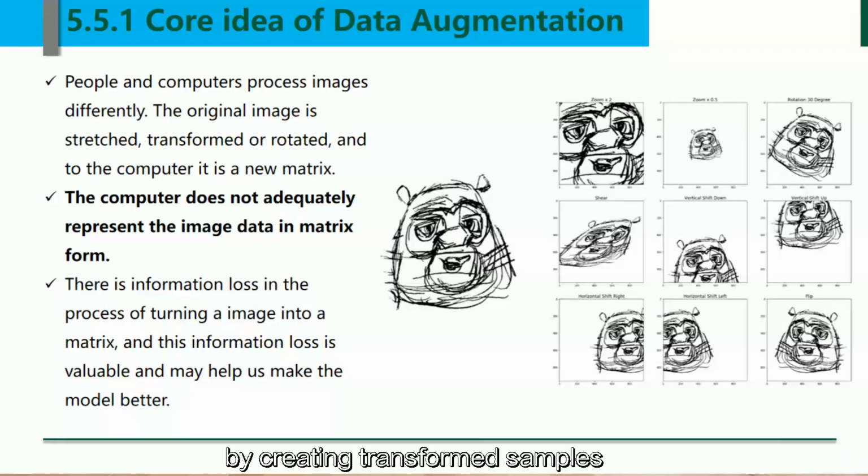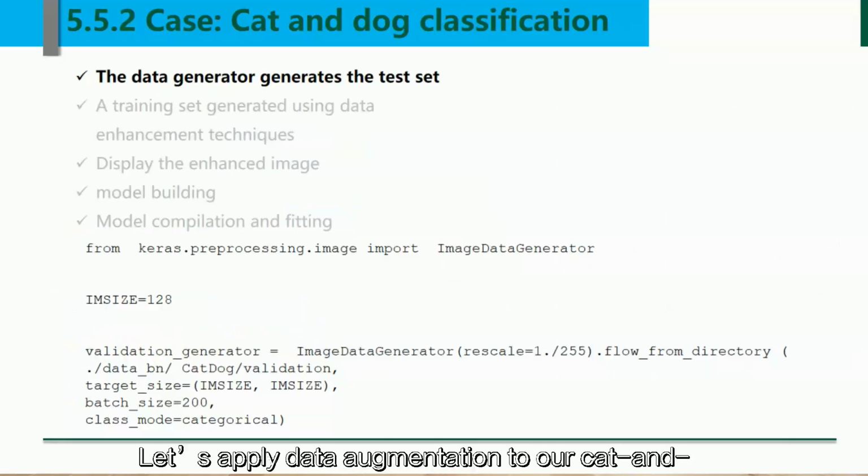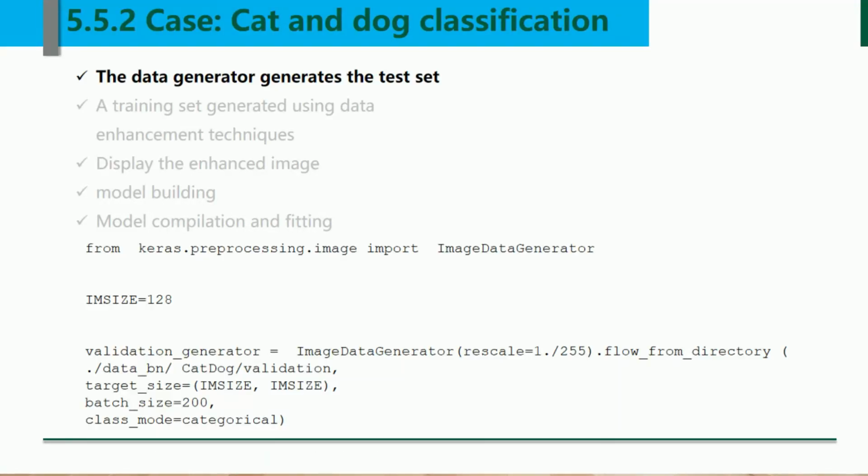By creating transformed samples, we teach the model to ignore irrelevant changes like rotation and focus on key features like a cat's ears or a dog's nose. The slide shows common transformations: zooming 2x or 0.5x, rotating 30 degrees, shearing, shifting up or down or left or right, and flipping. These are all easy to implement with Keras. Let's apply data augmentation to our cat and dog classification task.